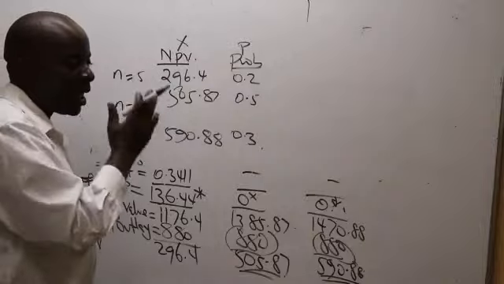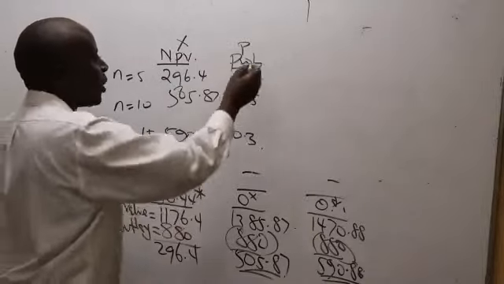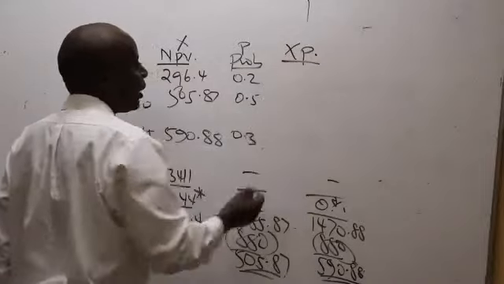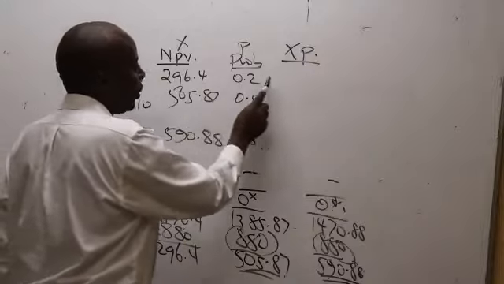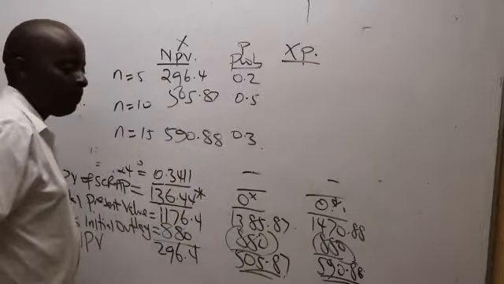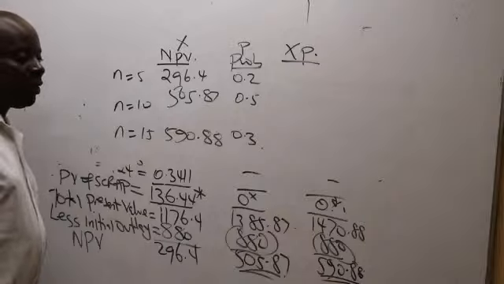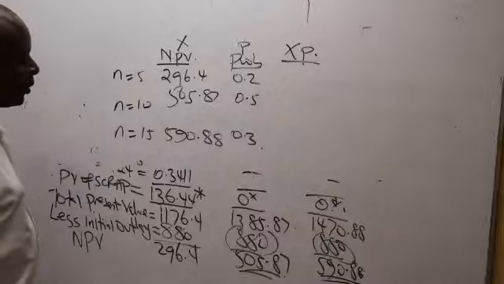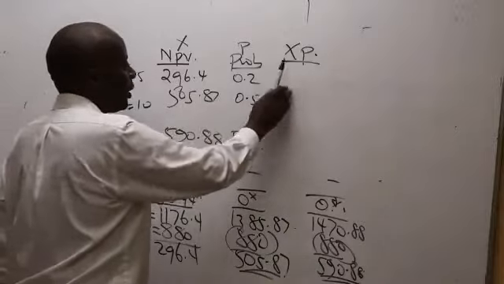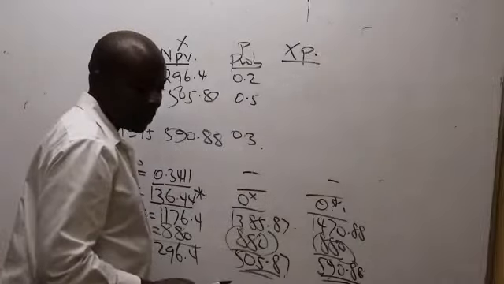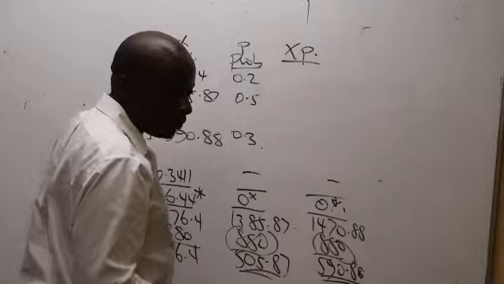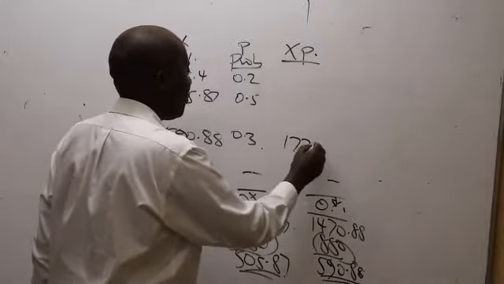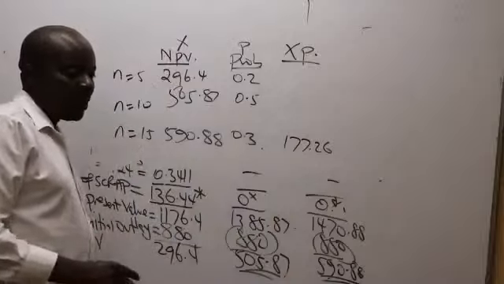Use the concept of multiply them. So come and create a column up here for xp. So we have this, and this will end up giving me what figure? 296.4 times 0.2 gives me what figure? Please give me a figure here. So the third is 177.26. Thank you very much.